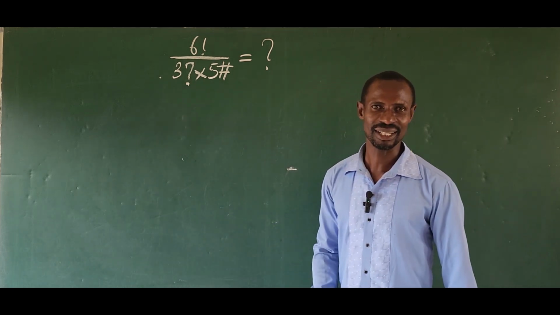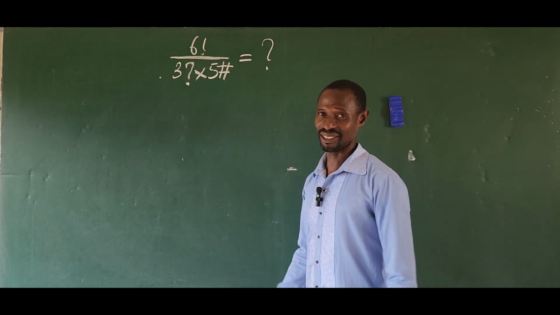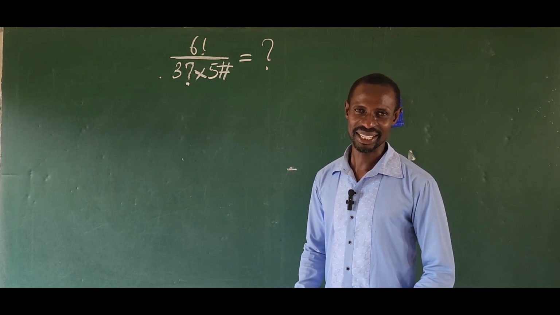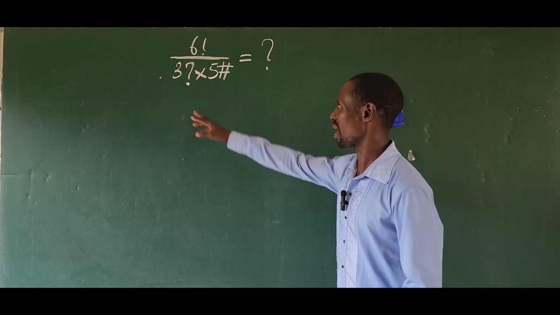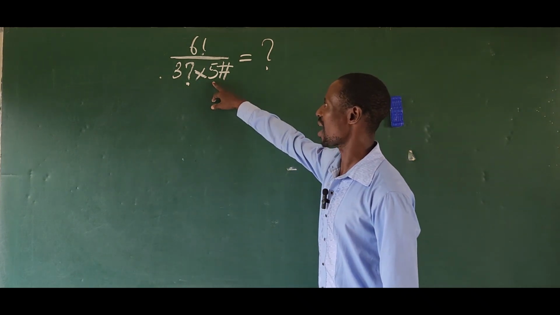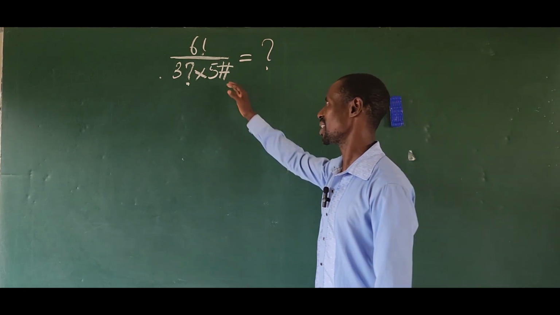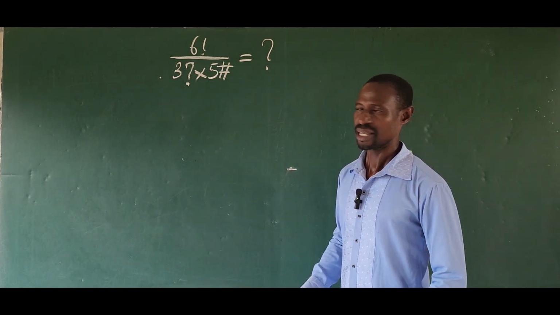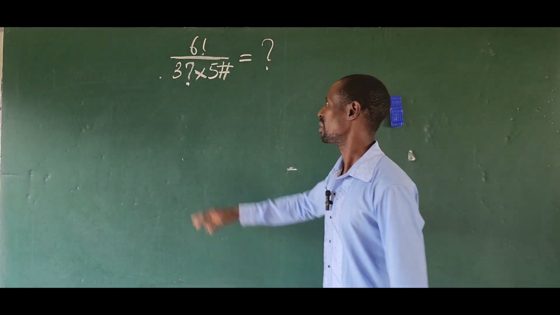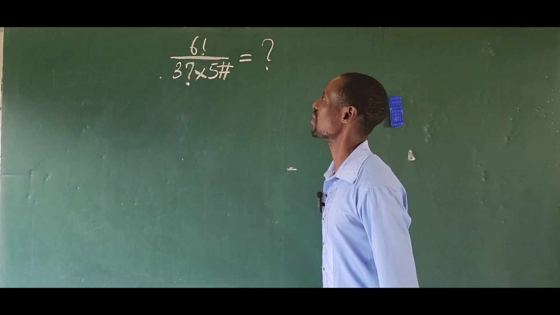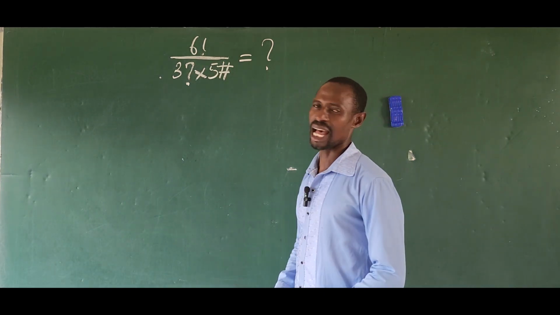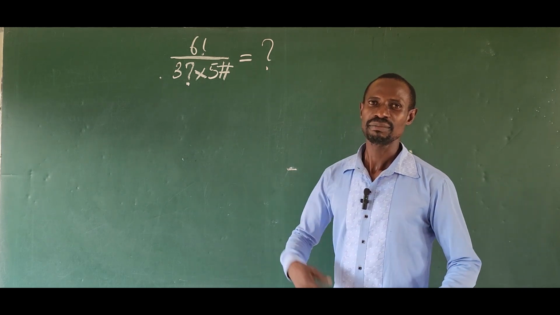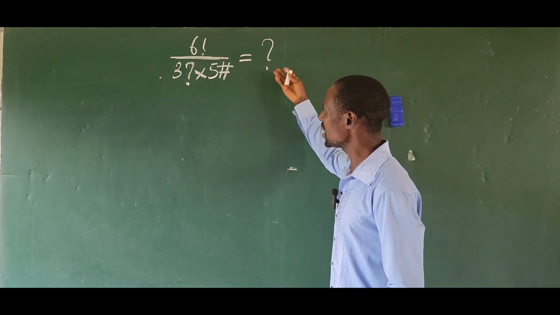Here we have something that looks like a question mark, but it's not actually a question mark. We call it the terminal. Then we have 3 terminal times 5. Here we have the hashtag, but it's not a hashtag. Here we call the primorials. So we have 5 primorial here. So in all, we have 6 factorial all over 3 terminal times 5 primorial. Will now be equal to what?